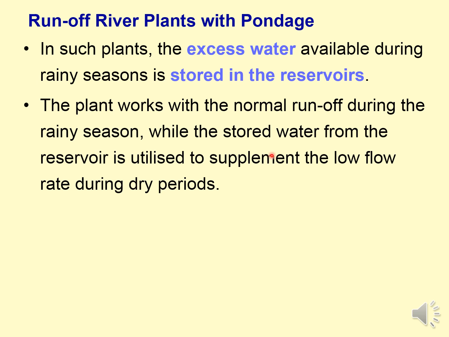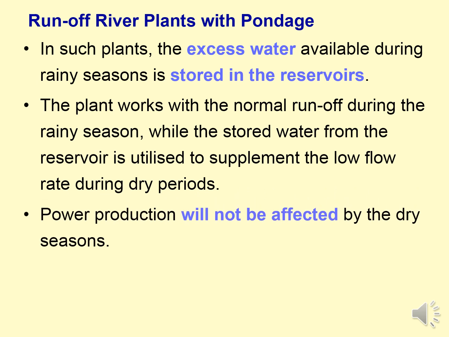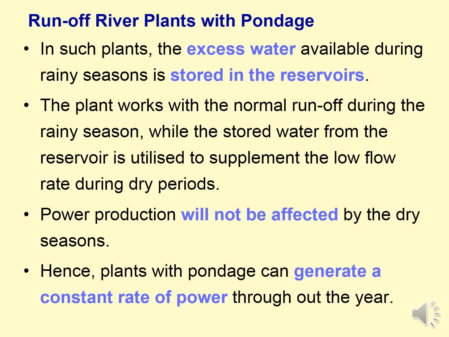Runoff river plants with pondage: excess water which is available during the rainy season is stored in the reservoirs. The plant works with a normal runoff during the rainy season, while stored water from the reservoir is utilized to supplement the low flow rate during the dry periods. Power production will not be affected by the dry seasons. Hence, plants with pondage can generate a constant rate of power throughout the year.